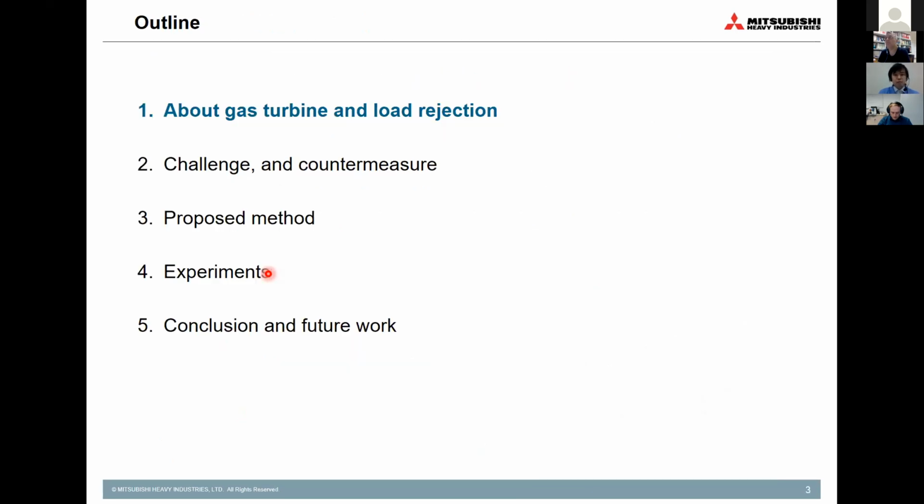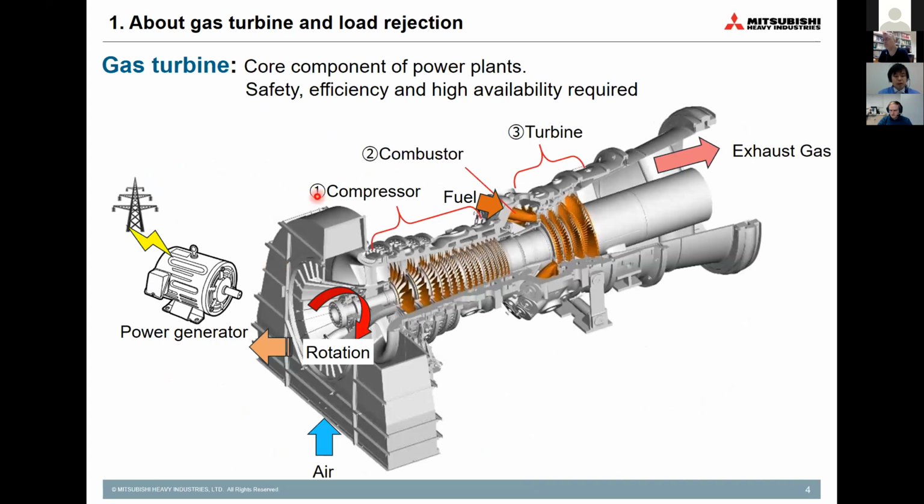Now we go to the introduction. Here is the outline of my presentation. Firstly, I introduce a gas turbine and load rejection. This figure shows an overview of a gas turbine, the core component of power plants. A gas turbine takes in air, and the compressor makes this air high pressure and feeds it to the combustor. The combustor sprays fuel, then ignition occurs. High temperature flow enters a turbine, and the turbine transforms this thermal energy to rotation energy, which drives the electric power generator.